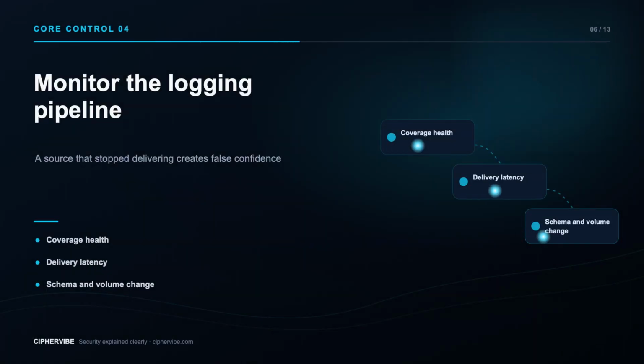The fourth building block is monitor the logging pipeline. Monitor source enrollment, last event time, delivery latency, parsing health, access errors, volume anomalies, and schema changes. Build dashboards that reveal where evidence is missing, not only dashboards that visualize the data that successfully arrived.